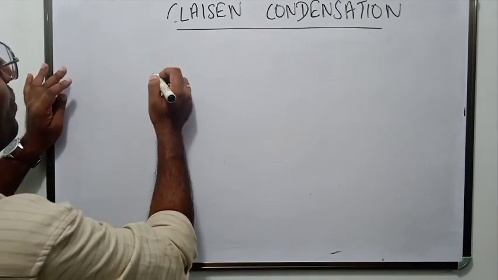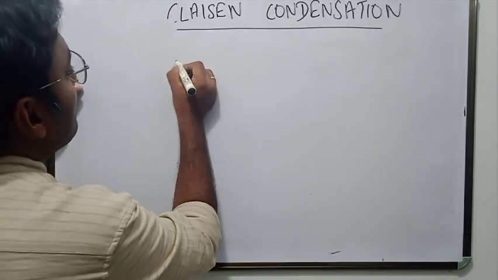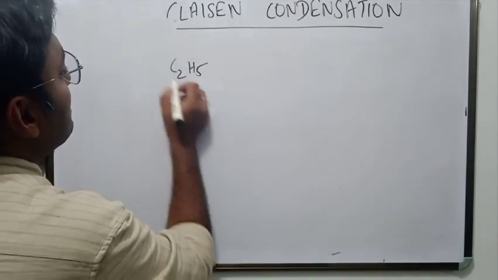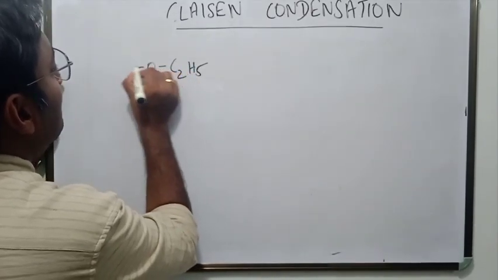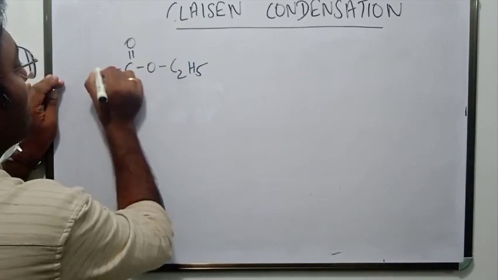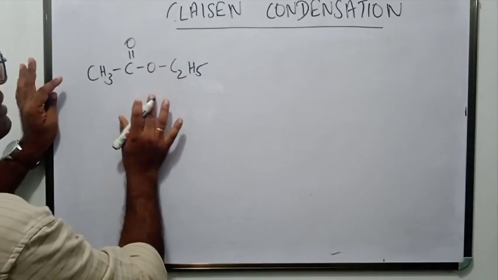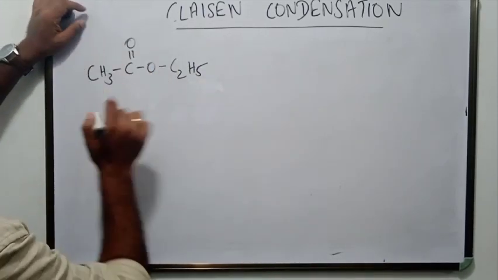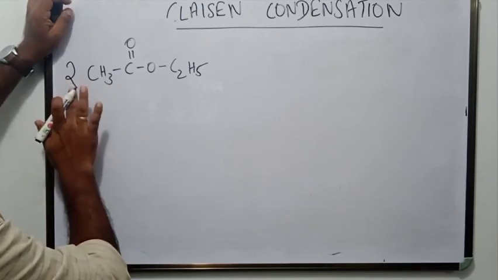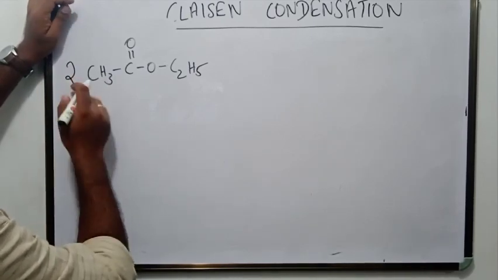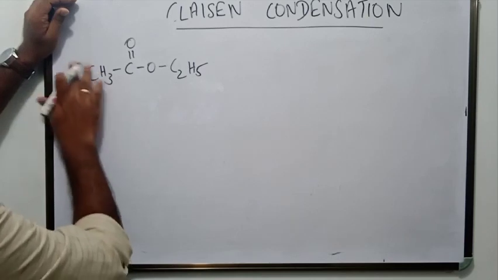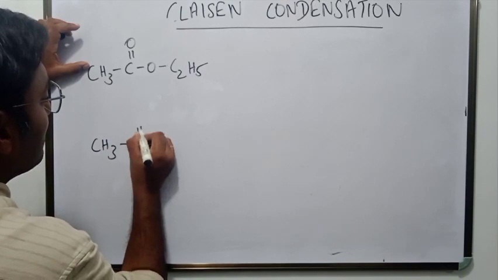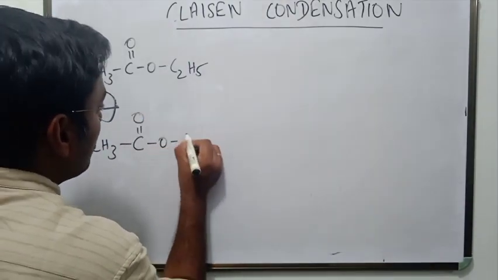The ester molecule that I am going to take is ethyl acetate. I am going to draw ethyl first. This is ethyl, and then I am going to draw acetate. This is acetate. Ethyl acetate. I am going to draw two molecules. You can do it otherwise, but for the purpose of explanation I am going to repeat it here, so that we better understand the reaction.